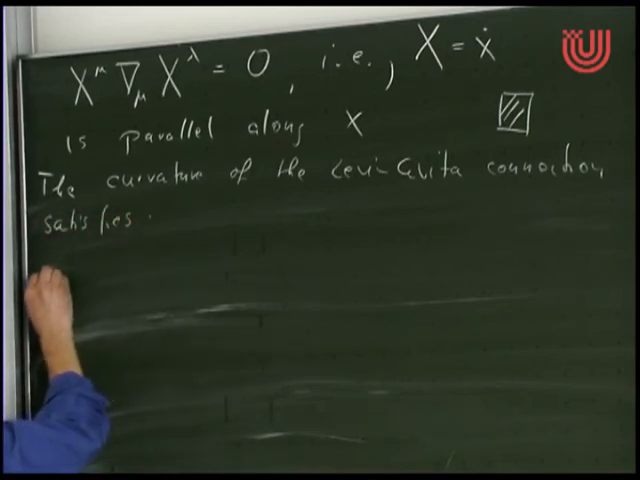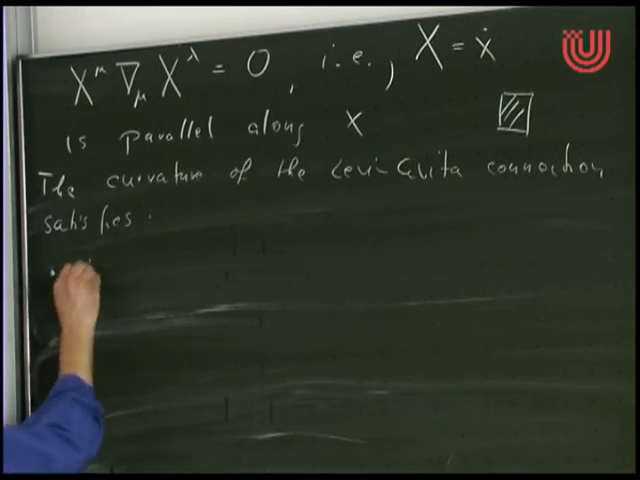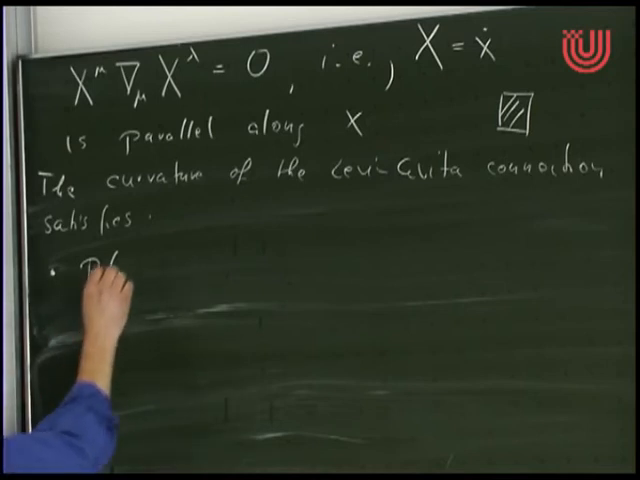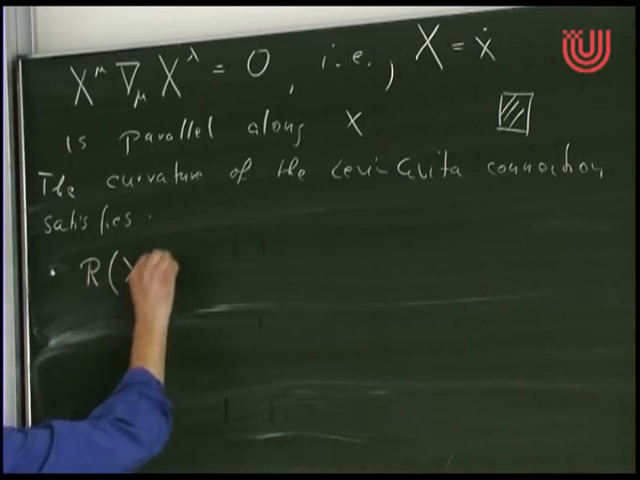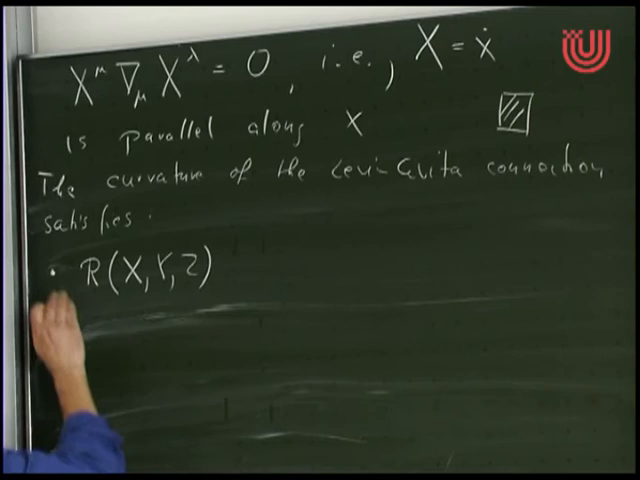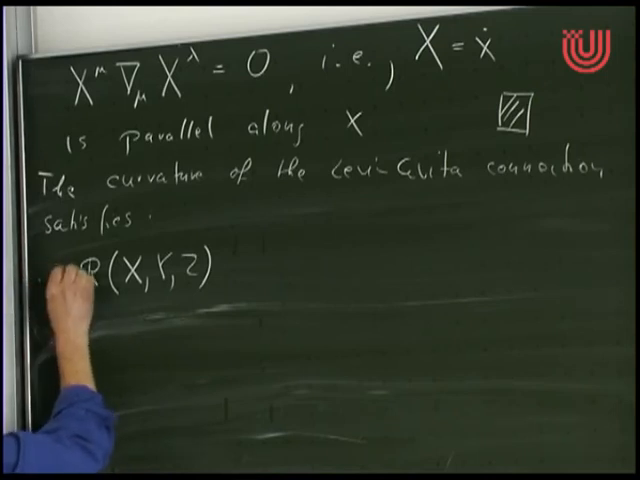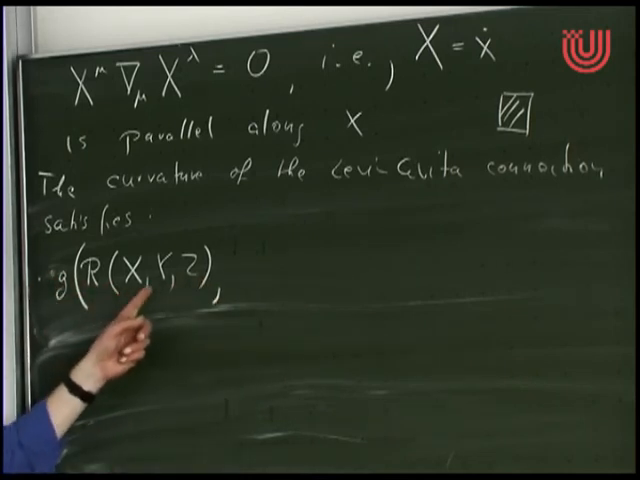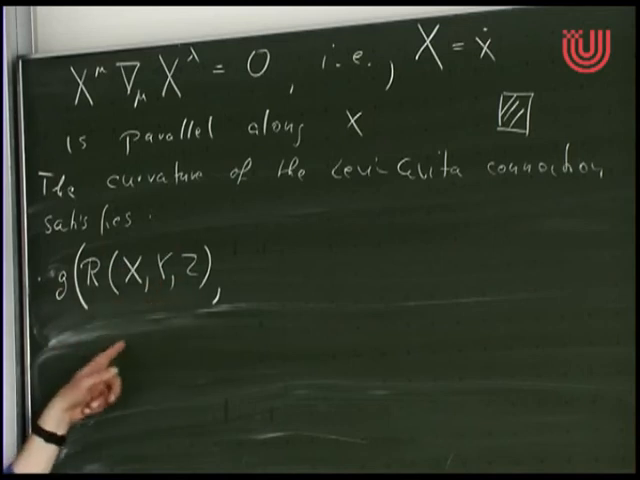The curvature of the Levi-Civita connection satisfies the following. The claim is that, remember, the curvature tensor has 3 slots. You could insert X, Y, and Z. You could insert this into the metric tensor in one slot. That's a vector field again. R eats 3 vector fields and gives you a vector field.